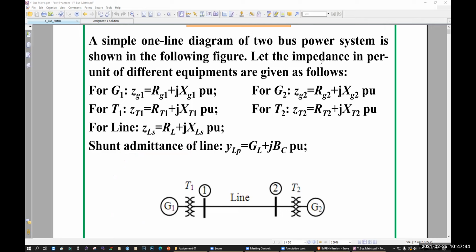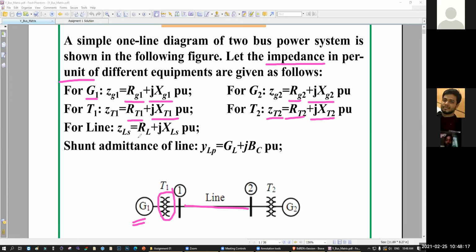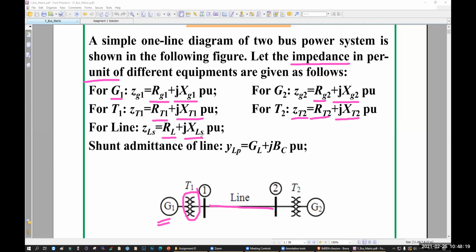Here the impedance is given in per unit. Obviously, the different equipment are as follows. G1 has an impedance of RG1 and XG1 per unit. G2, RG2, XG2. T1, that means this one, transformer 1, has RT1, XT1. ZT2 is equal to RT2 plus jXT2, and the line is RL plus jXL per unit. Then the shunt admittance of the line.